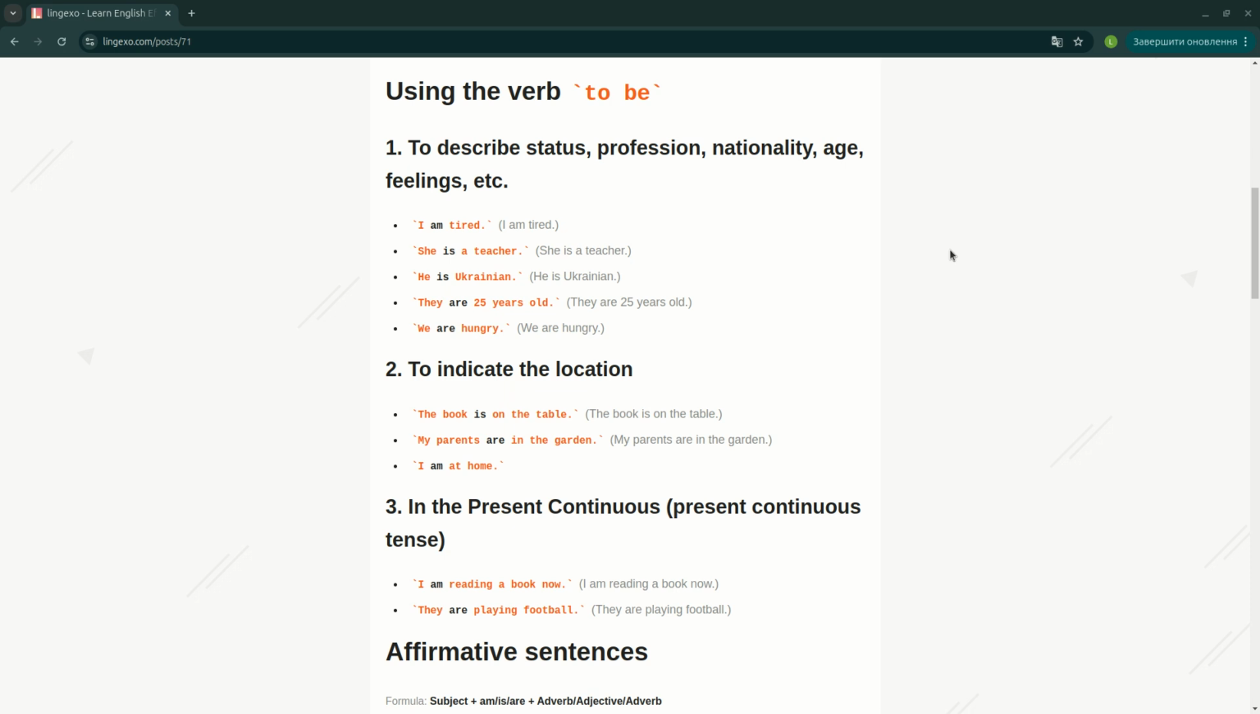Affirmative sentences. Subject plus am, is, or are, plus complement. I am a student. He is tall. We are in the park.